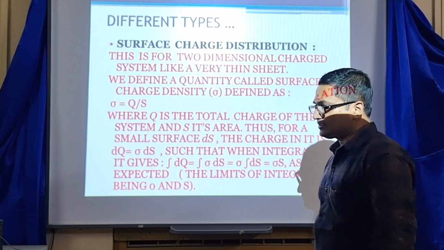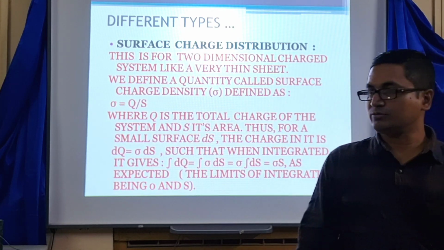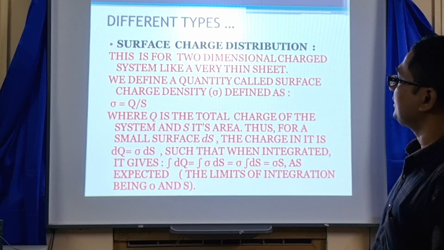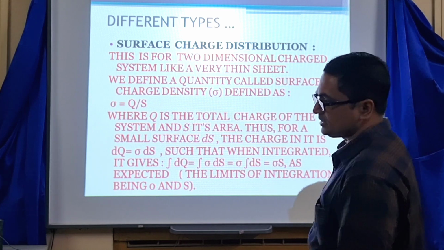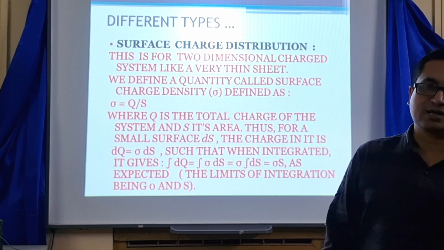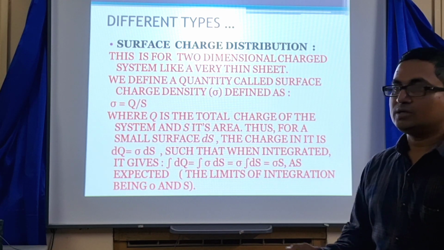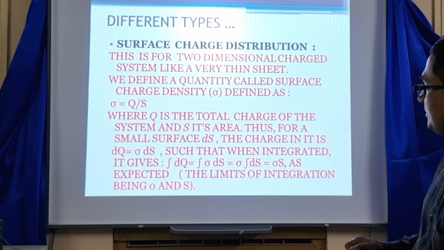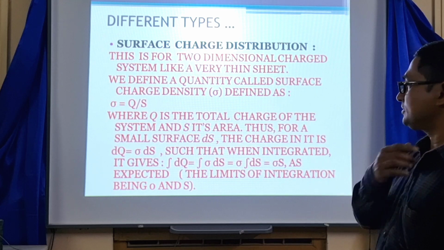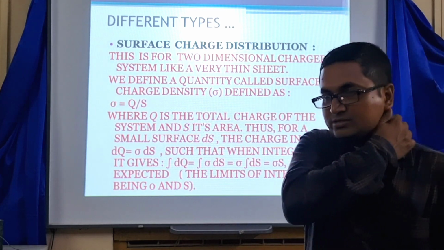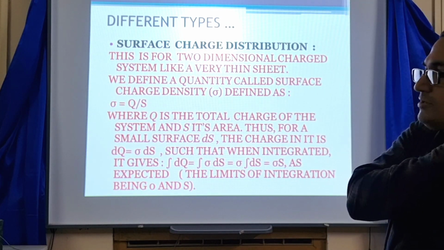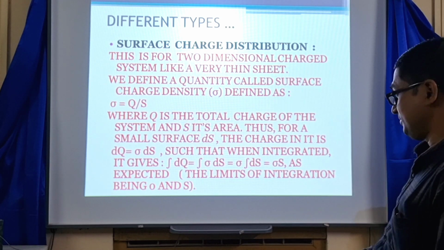Next, let's start surface charge distribution, where we use the symbol sigma to understand surface charge density. Sigma is the charge per area. Sigma is Q by S, which gives the charge within the surface, where S is the area of the surface. Two-dimensional means it's of the size of the surface, and that's why we take the surface.